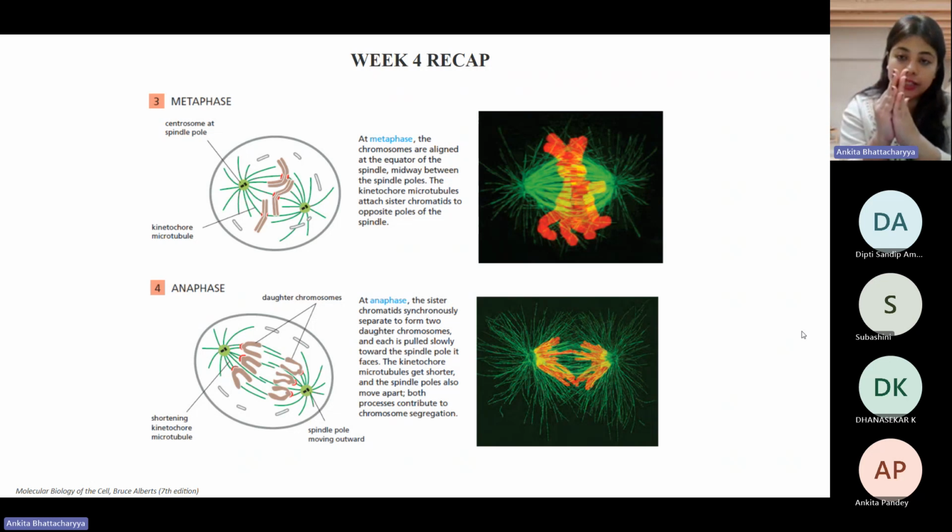It is not that they are present like this or like this. They are present in a way such that the kinetochore, or the site to which the microtubule is going to attach, is facing the outside. Why is this so crucial?